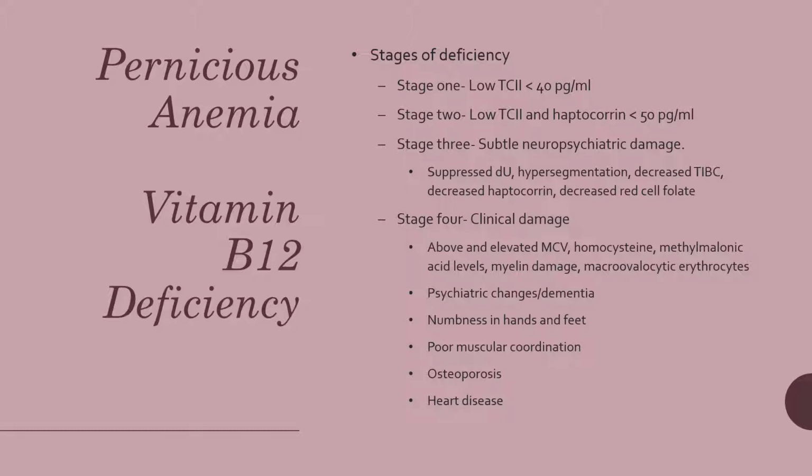By stage 4, the clinical damage will be much more pronounced. Yes, I'm going to see the abnormal biochemical markers. Here, the methylmalonic acid levels will come in as helping us diagnose. But by this time, I may see myelin damage that will be a permanent damage. There may be some kind of psychiatric, mental functioning kinds of changes, there may be a bit of dementia that results from this. Numbness in the hands and feet, poor muscle coordination, osteoporosis, and heart disease will all flow from this deficiency if we reach stage 4.